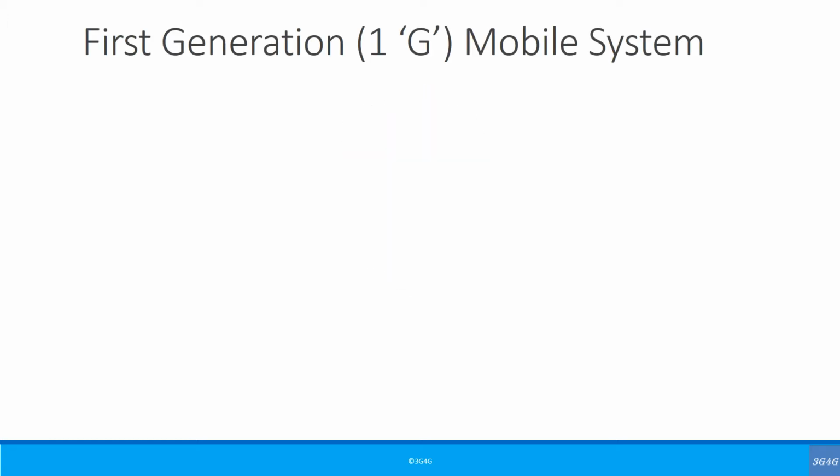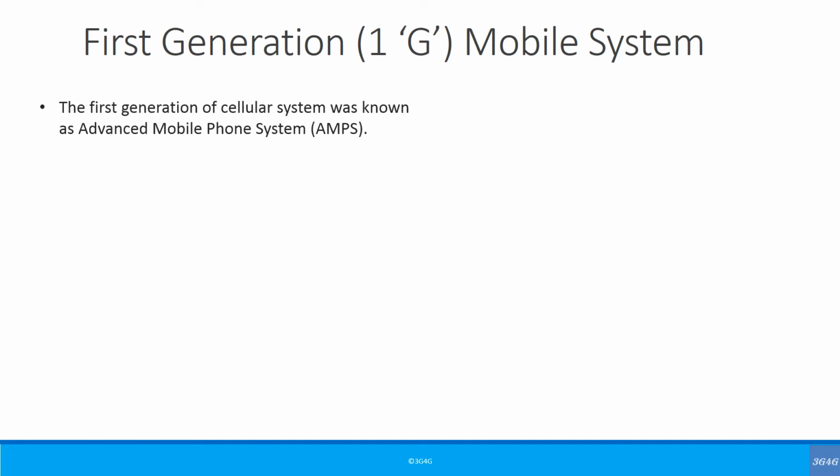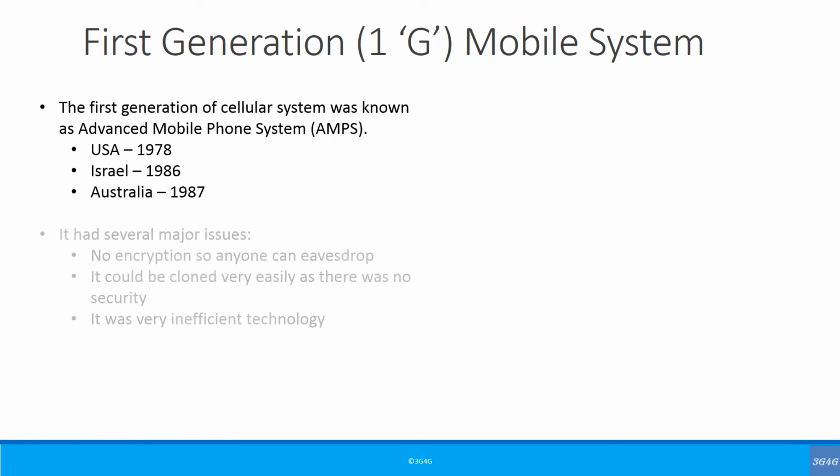The first generation of mobile system was known as AMPS, Advanced Mobile Phone System. It was introduced in the US in 1978. It came to Israel in 86 and Australia in 87.